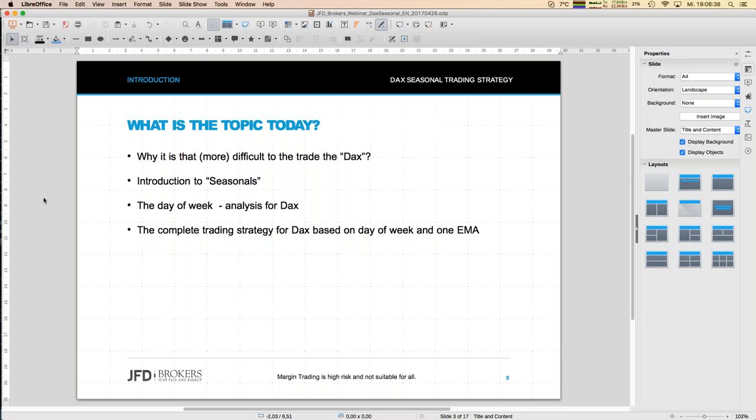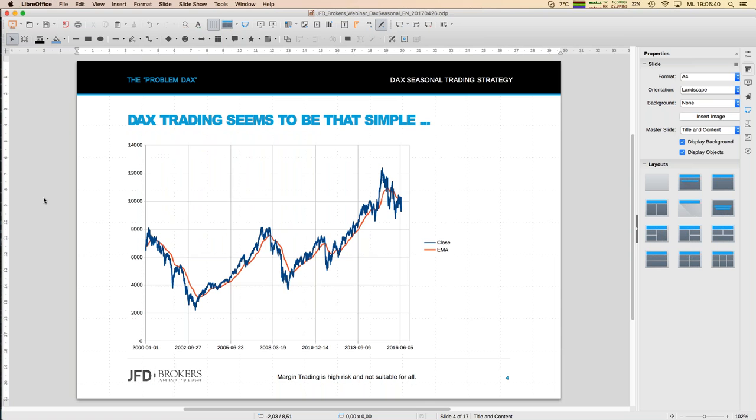But anyhow, let's start with this first step, with the problem DAX. And you see that I just named my slide the problem DAX. Normally, one should not talk about problems. We like to talk about solutions, but you will see there is a solution.